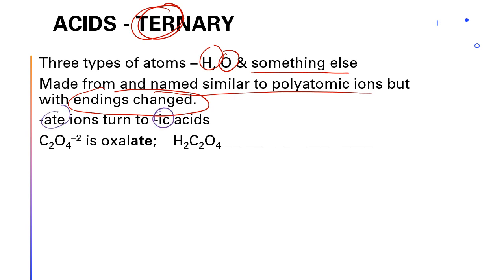So C2O4 is oxalate. We're going to take off the ate and change it to ic acid. So oxal, and instead of ate, ic acid. So this is C2O4 and this is H2C2O4, telling me that we have an acid.